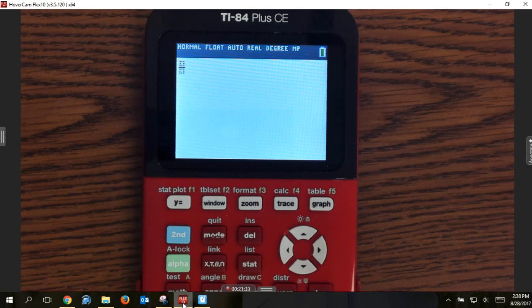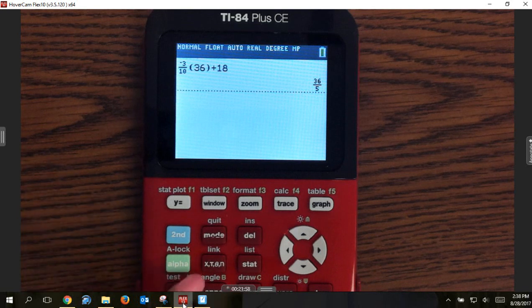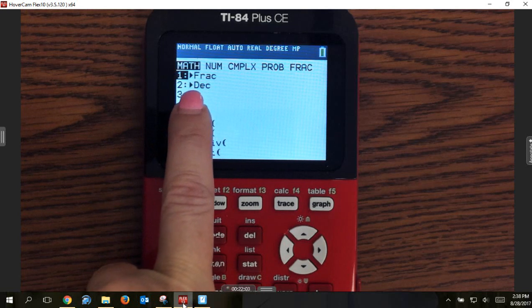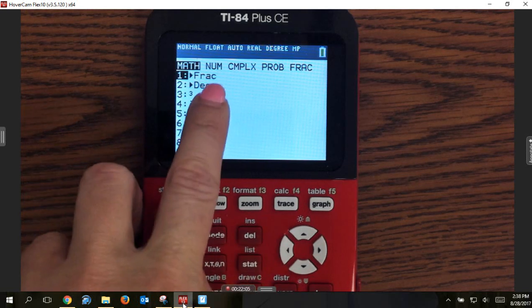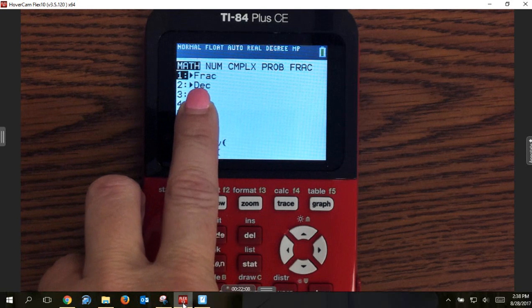Is everybody having trouble with alpha y equals? Need help finding the y equals? So I'm going to type, what was the number I'm typing in? Negative 3 over 10, then parenthesis 36, close parenthesis plus 18. Well, that doesn't tell me a decimal though. Under the math button, which is also in this first column, right there is how you can change it to a decimal.